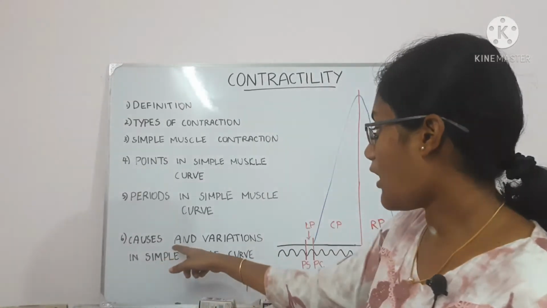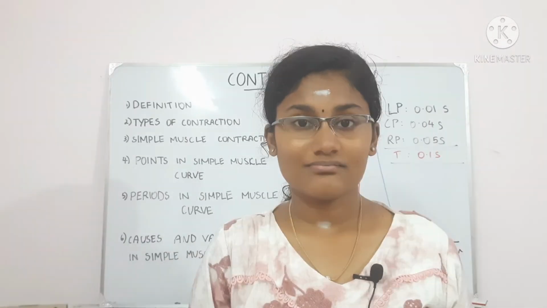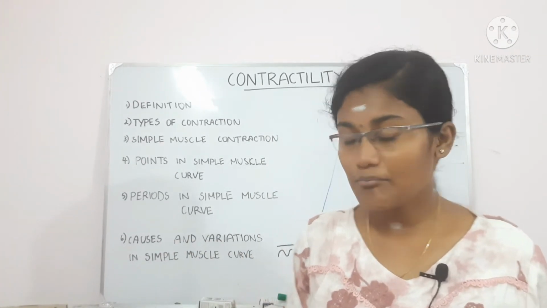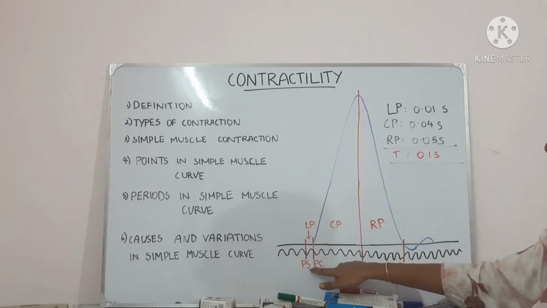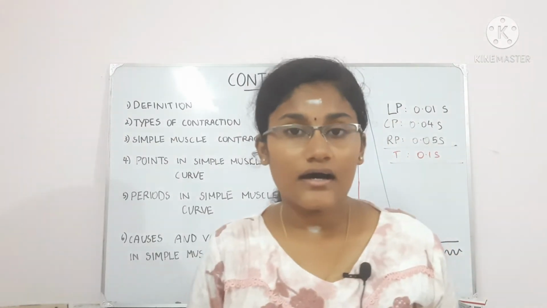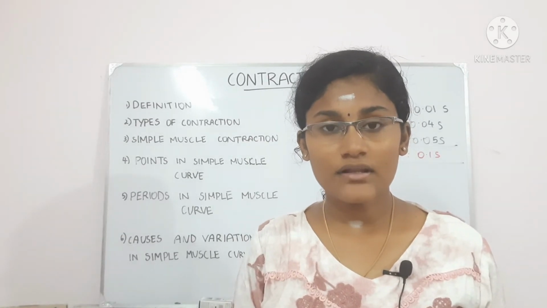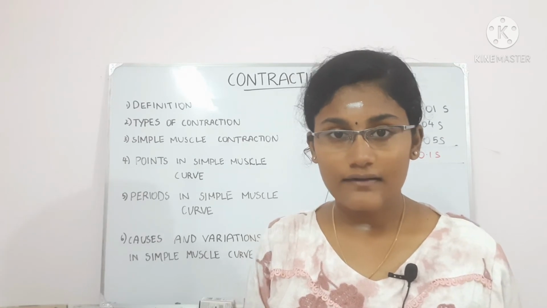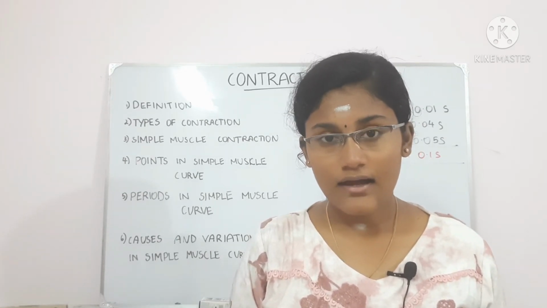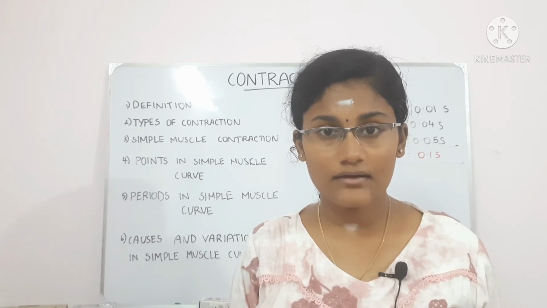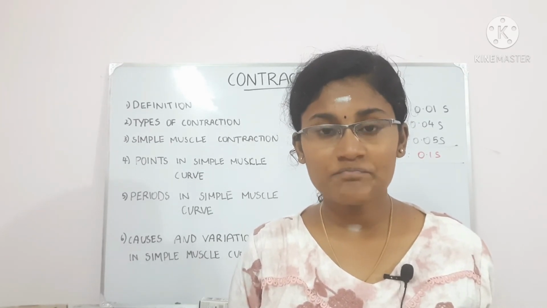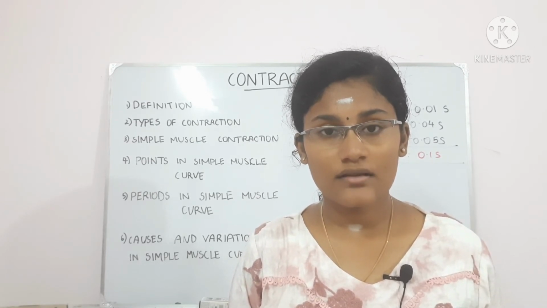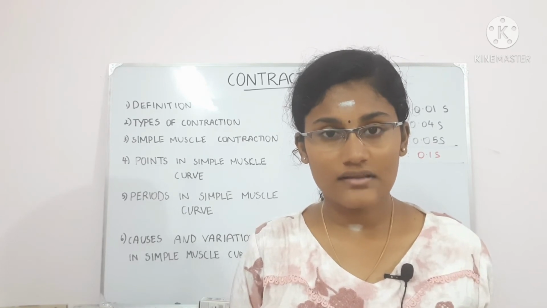Now let's talk about the causes and variations in a simple muscle curve. So what are the causes of the latent period? Why is there a time gap between the point of stimulation and the point of contraction? The reasons are that the nerve impulse takes some time to travel from the point of stimulation to the muscle. So that time taken adds to the latent period. Also at the neuromuscular junction there may be a delay, so that is also added to the latent period, and there might be a delay in the muscle because of the onset of the chemical reactions at the initial stage.